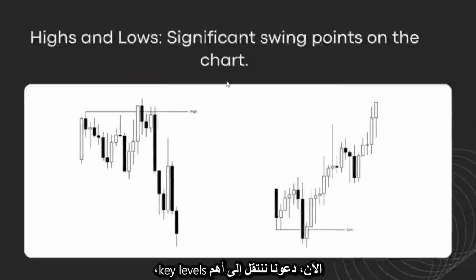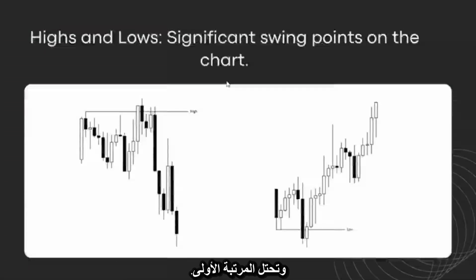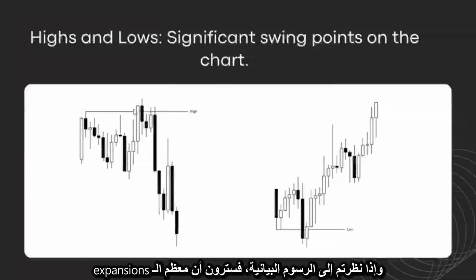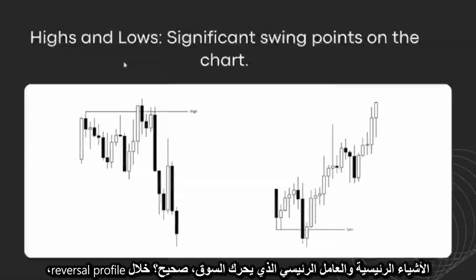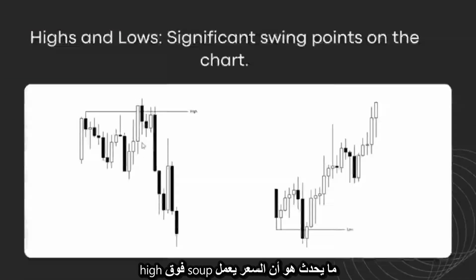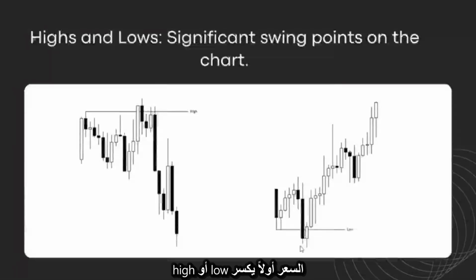Now, let's move on to the most important key levels, which are highs and lows. Highs and lows are some of the most important key levels in the hierarchy, and they have the top spot. If you look at the charts, you would see that most of the expansions and reversals occur around significant highs and lows, and they're the key factor that moves the market. During a reversal profile, price swoops above a high and then reverses straight away. Similarly, during expansion, price first takes out a low or a high and takes liquidity before it continues.